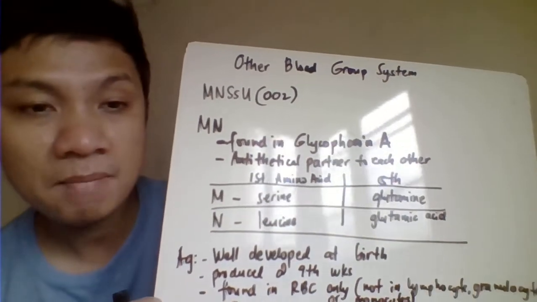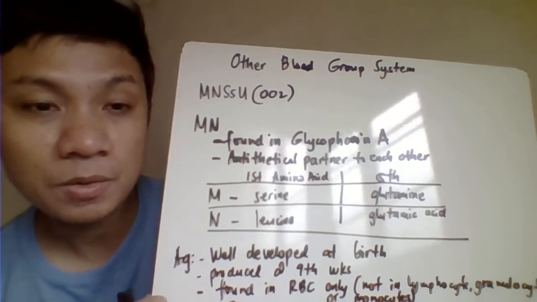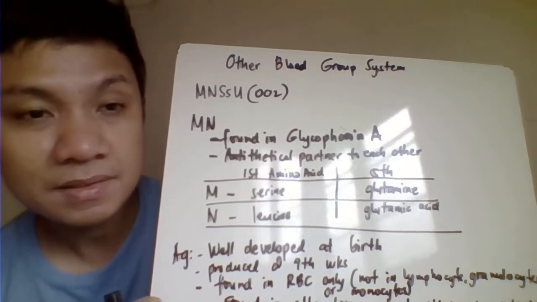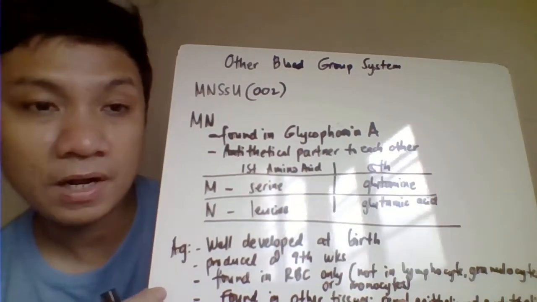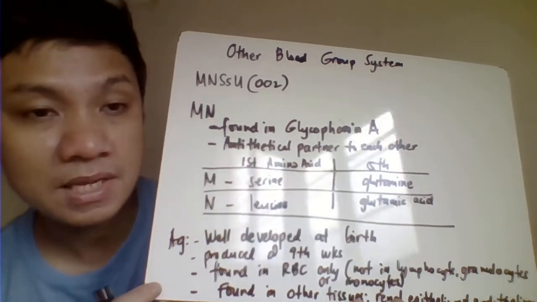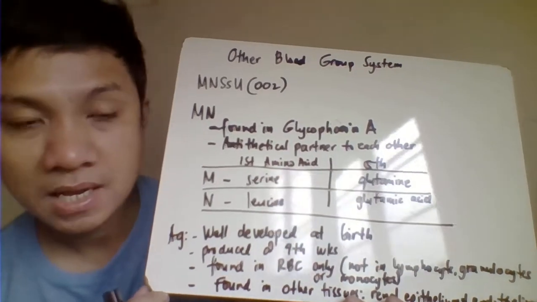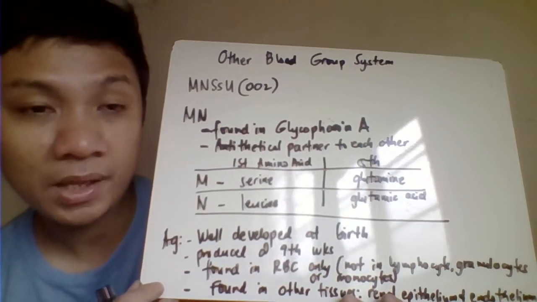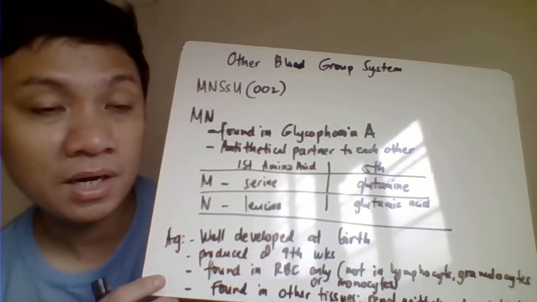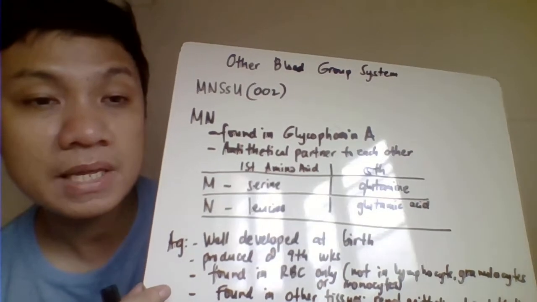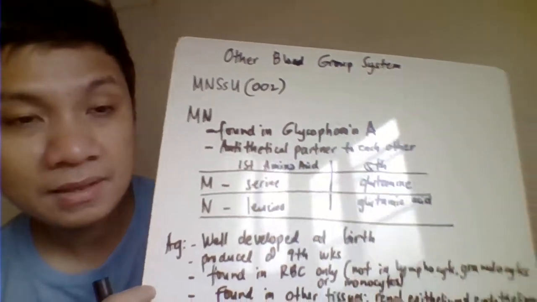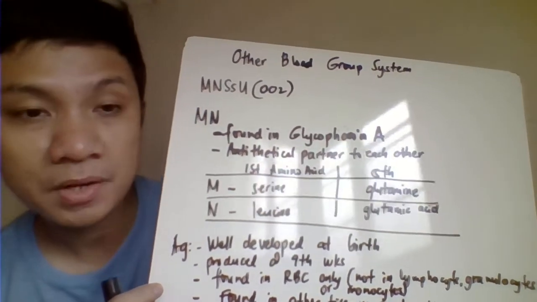So we start with the M and the N. The M and N blood group system is found in the outer membrane of the RBC, primarily on GPA, or glycophorin A. Glycophorin A is the outer membrane structure of the RBC, and therefore we can understand that with the action of routine blood banking enzymes, since it is found on the outer membrane, it is usually destroyed by our enzyme treatment.